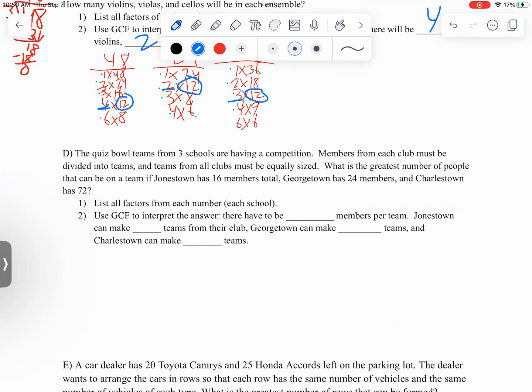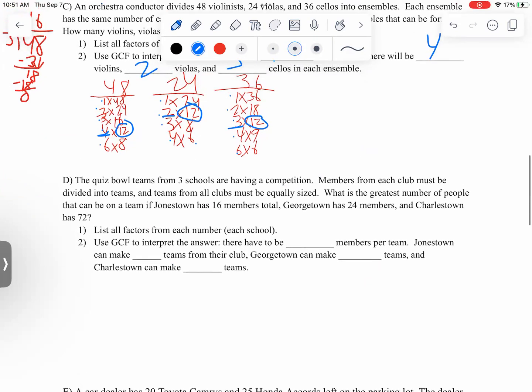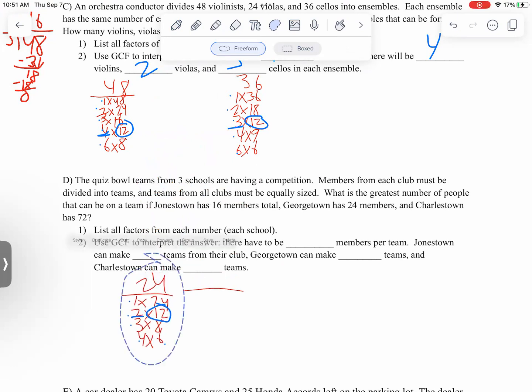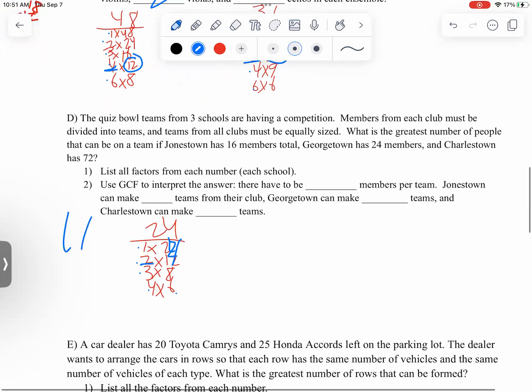All right, so the factors for each number, each school here. I've got a 24 right here. I'm going to move this down here just to save some time on the video. All right, so there's our 24. For our 16, we have 1 times 16, 2 times 8, and 4 times 4.